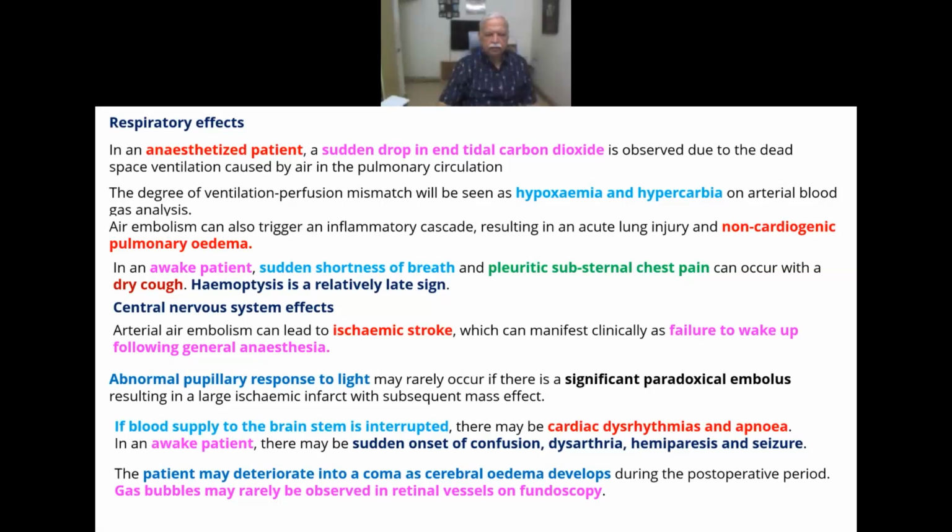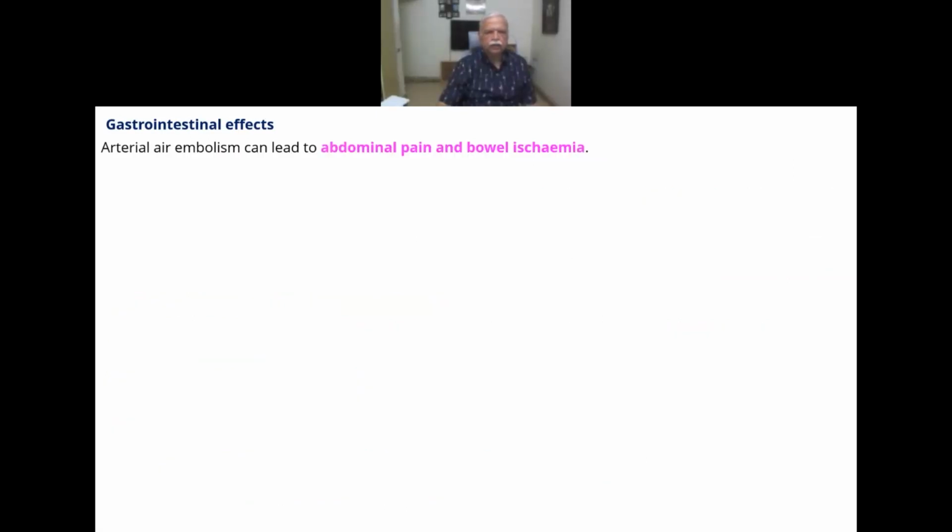Gas bubbles may rarely be observed in retinal vessels on fundoscopy. Very rarely you can see the gas bubbles. GI tract: patient may have abdominal pain because of bowel ischemia. Skin changes: if the superficial vessels have the air embolism, then it may produce a crepitus.